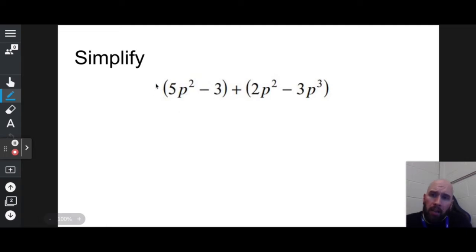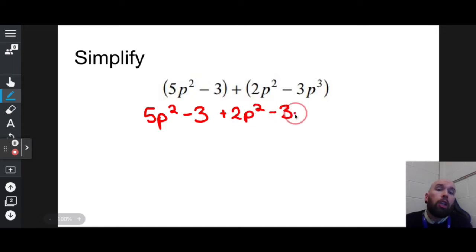If I have either a nothing or a plus sign in front of the parentheses, we don't need the parentheses. This has nothing in front of it, so I'm just going to get rid of those parentheses. 5p squared minus 3. This has just a plus sign in front of that parentheses, so I don't need them. Plus p squared minus 3p cubed.